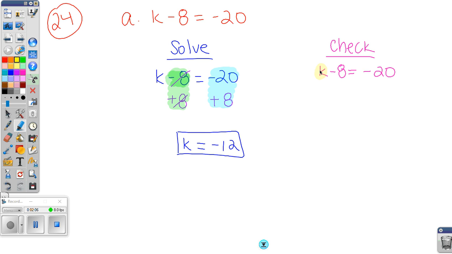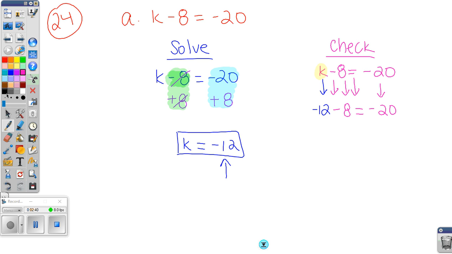So let's see. Instead of writing k, we're going to replace that with the number that we got. We found that k was equal to negative 12, so we're testing that number. What happens if I replace k with negative 12? Now the rest of the problem I'm going to copy down. So I have minus 8 equals, and I'm drawing arrows for emphasis here, negative 20. So I copied the rest of the problem down, and now I'm going to evaluate.